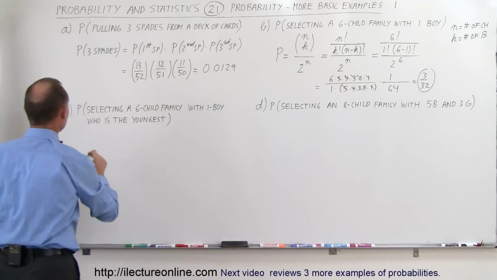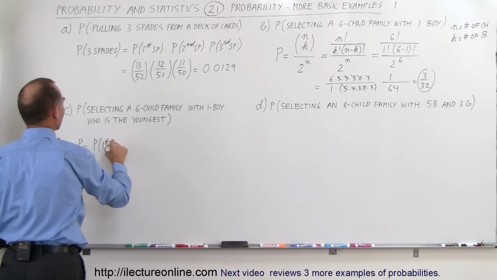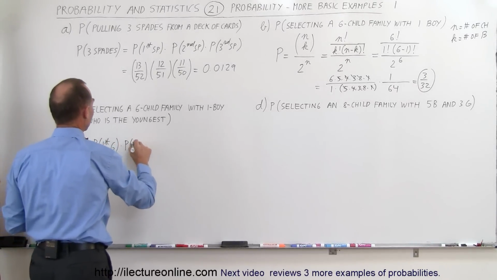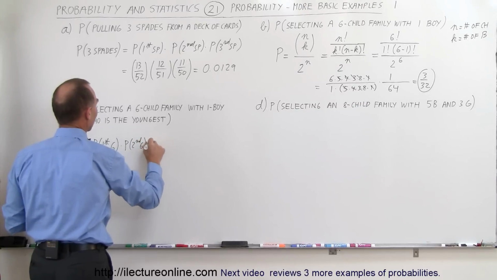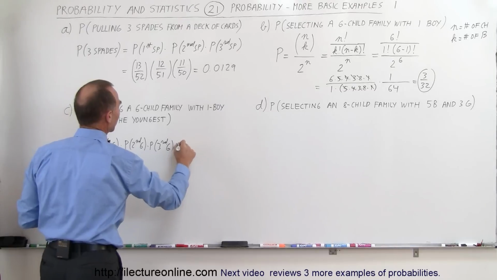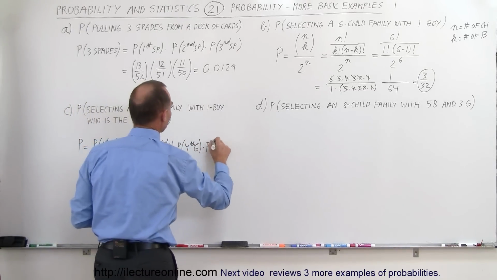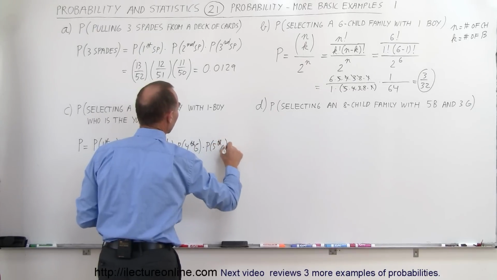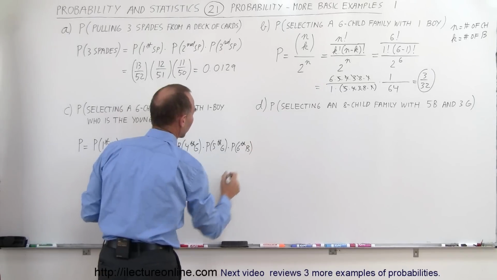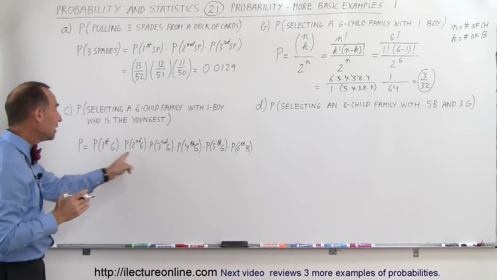In this case, we can then say that the probability would be equal to the probability of the first child being a girl times the probability of the second child being a girl times the probability of the third child being a girl times the probability of the fourth child being a girl times the probability of the fifth child being a girl times the probability of the sixth child being a boy. Because in each case, you have to have that particular outcome of each of those births.